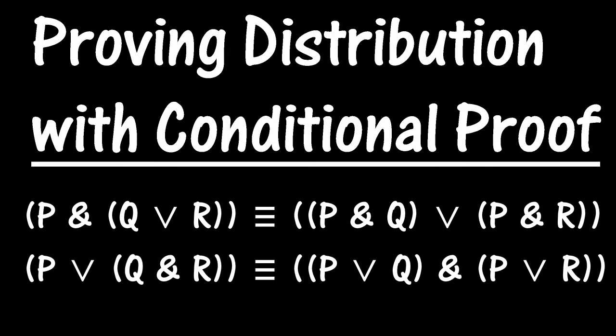Hello, I'm Dr. Fergus Donahoe, and in this video we're going to be looking at how to prove the rule of distribution using conditional proof. The rule of distribution is one of our rules of replacement, and you can see both versions right here. This one says that P and (Q or R) is materially equivalent to (P and Q) or (P and R), and the second one says that P or (Q and R) is materially equivalent to (P or Q) and (P or R).